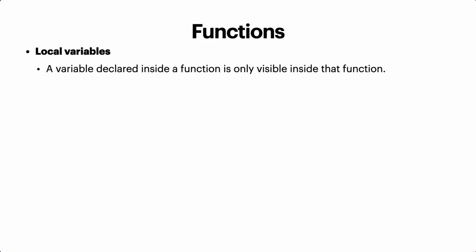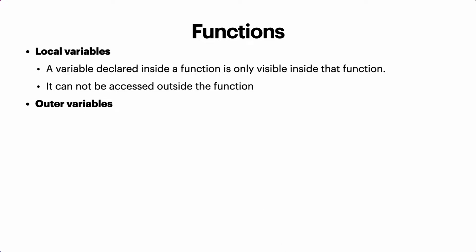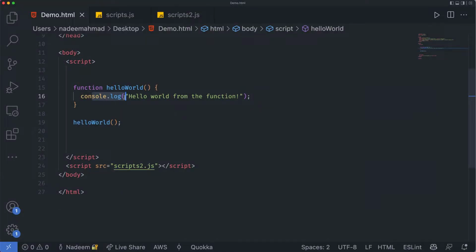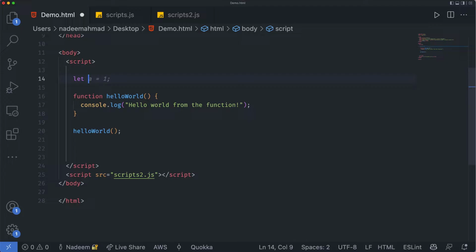Now let's talk about local variables. A variable declared inside a function is only visible inside that function. It cannot be accessed outside the function. So yeah, let's see what a local variable is. What is a variable first? We already know what a variable is. For example, I have a variable we declared with the let keyword, and I have a variable name, for example, it's called name, and then I have a value for that.